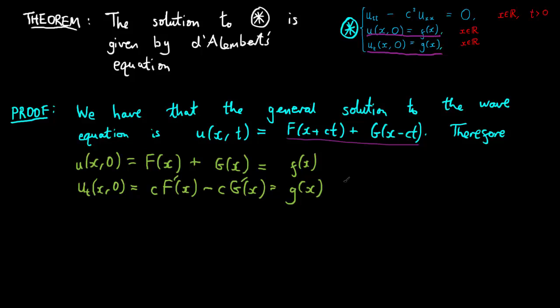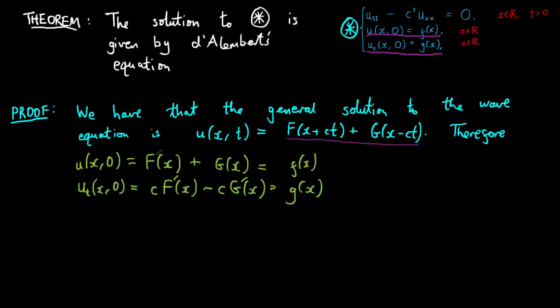Okay, so now we're just going to do some simplification. We've got two equations for two unknown functions, big F and big G, so we should be able to solve these simultaneous equations to find out what big F and what big G are. So the first thing that we can do is notice that we've got expressions for F and G in this first equation and F prime and G prime in the second equation.